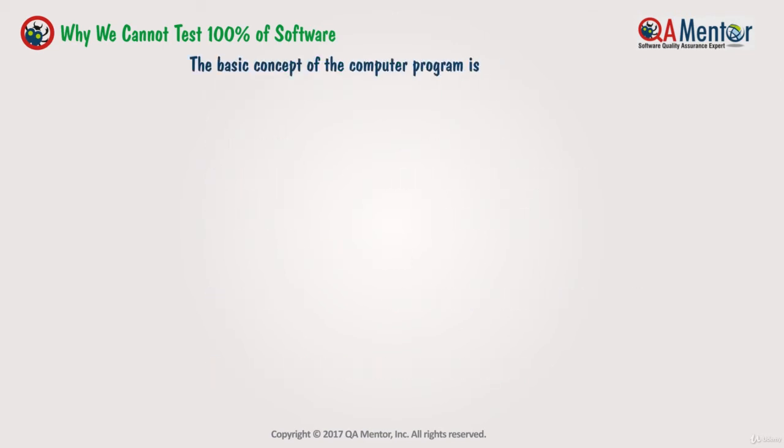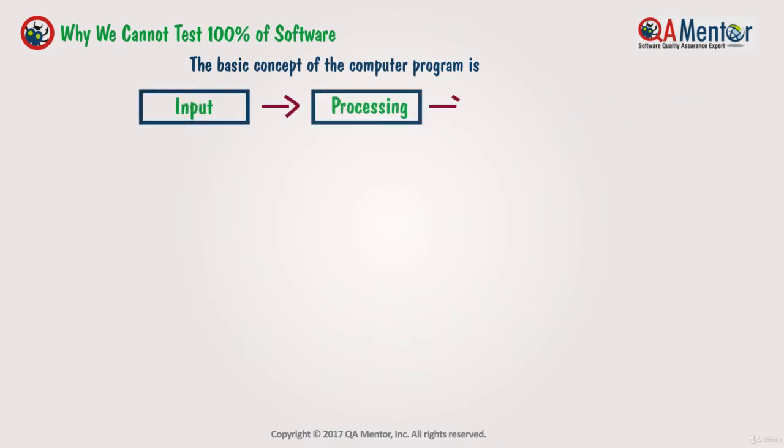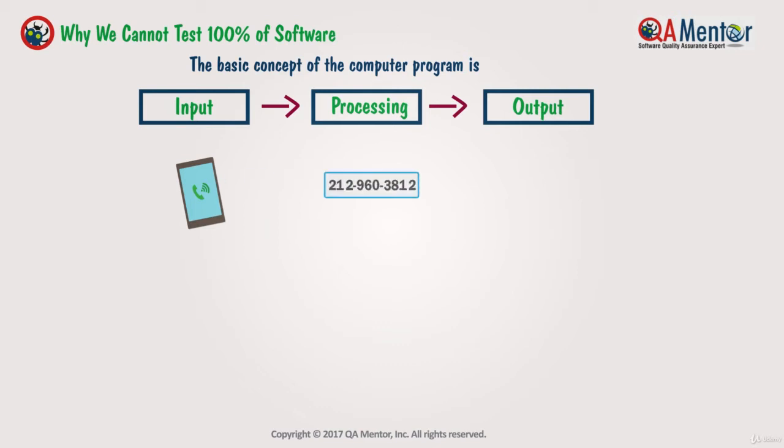The basic concept of the computer program is input, processing, output. We can look at this analogy. When somebody calls your cell phone, it's an input. When you look at the caller ID and decide to take the call or not, this is processing. And when, depending on your decision, you either pick up or don't, it's an output.